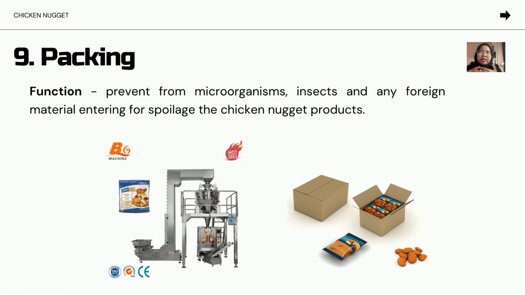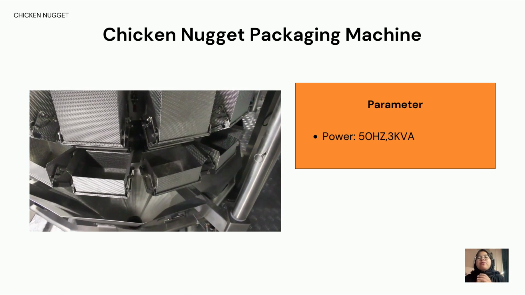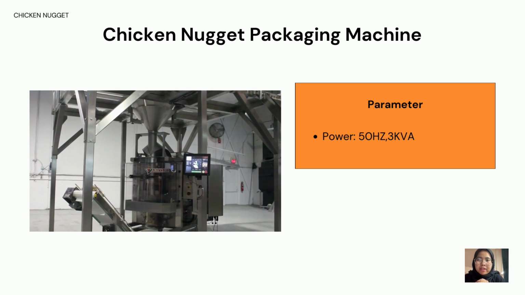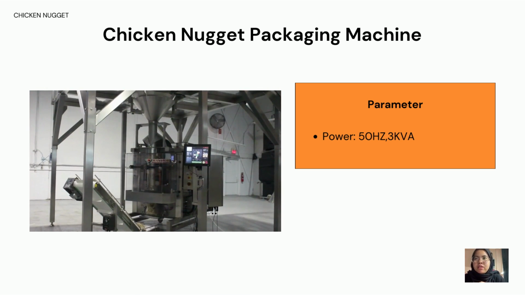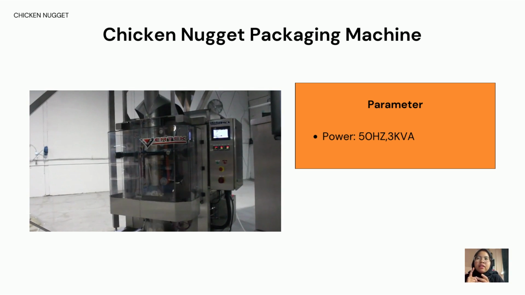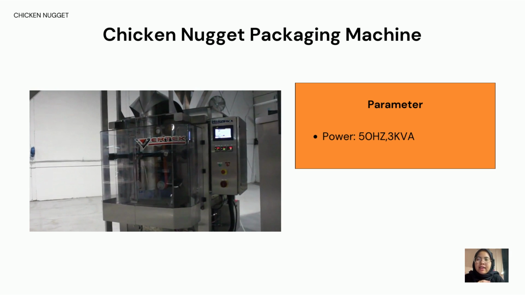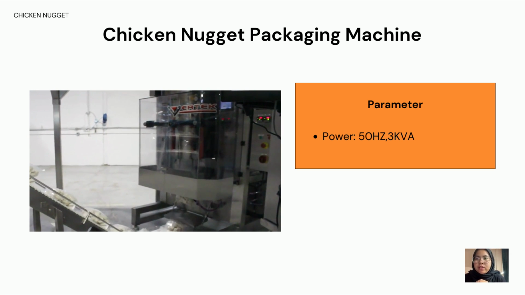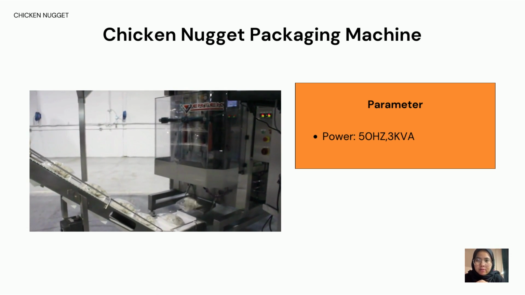So the function of packaging is to prevent microorganisms, insects and any foreign material from entering and spoiling the chicken nugget products. For this process, the instrument that I use is the chicken nugget packaging machine. So the parameter for power is about 50 Hz, 3 kVA.